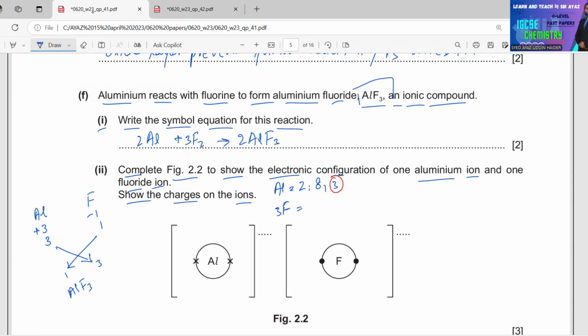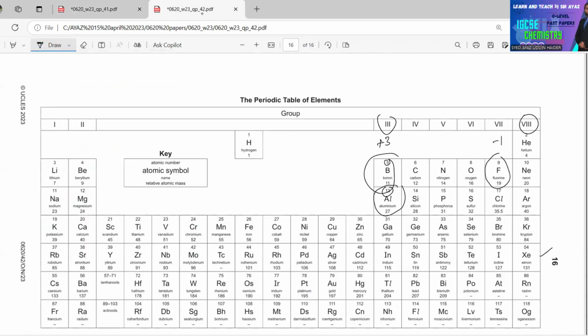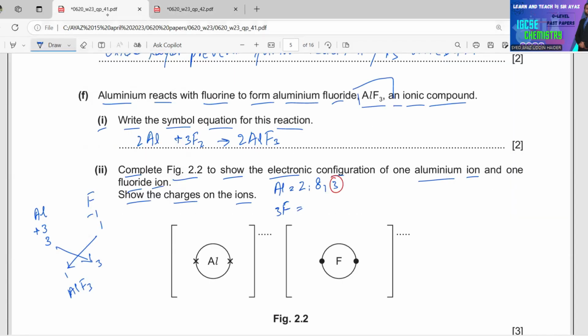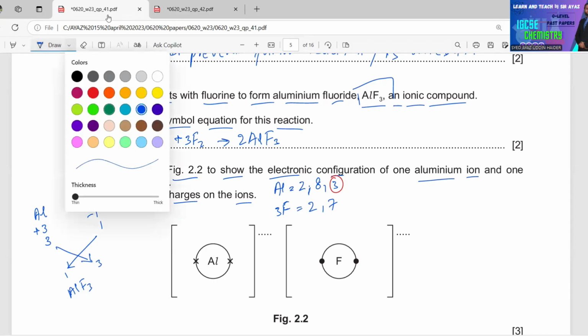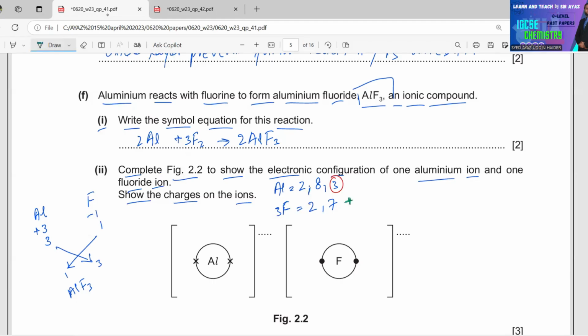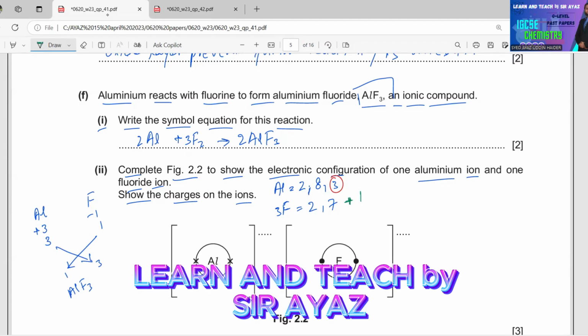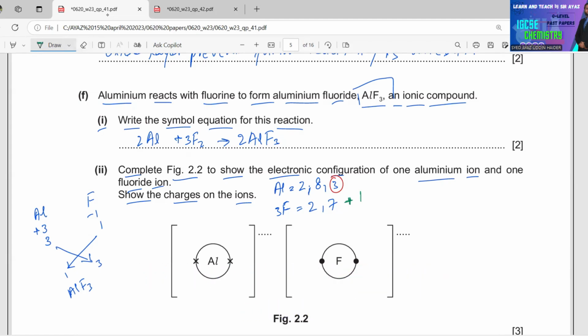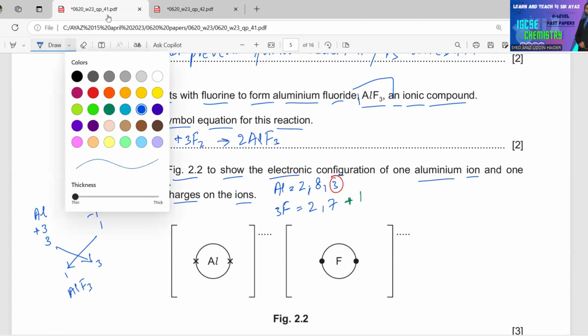The electronic configuration of fluorine. The proton number of fluorine is 9, which means the configuration must be 2,7, which means it's accepting 1 electron, which is coming from aluminum, plus 1. For each fluorine, they are gaining 1 electron, which is coming from aluminum. So let's draw the electrons left for aluminum in this. These electrons will be left.